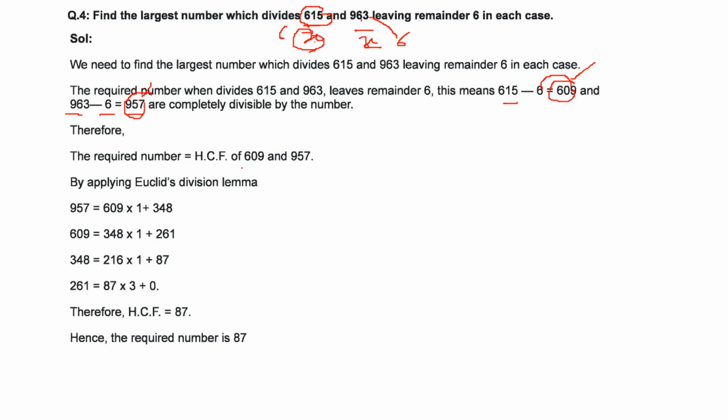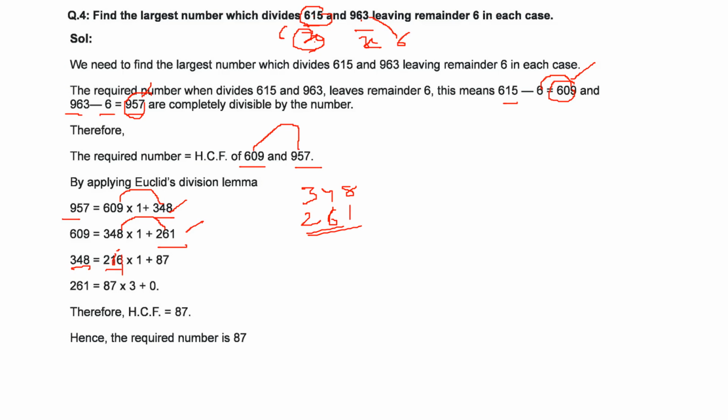Now for the HCF of 609 and 957, we will apply the Euclid division lemma. How do we do that? 957 is greater, so we'll write 957 in terms of 609. So 957 is 609 into 1 plus 348. Now we have to take these two because the remainder is not 0. 609 can be written as 348 into 1 plus 261. Again, we didn't get 0, so we'll reapply Euclid with 348 and 261. 348 is equal to 261... this is 261, I guess. 348, 261. Yeah, it's 261.